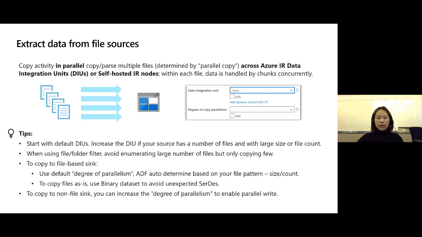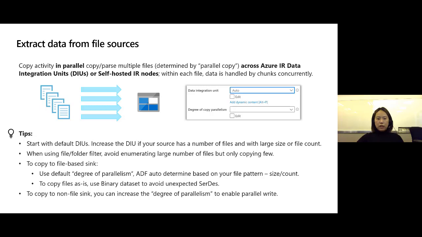For the file sources, copy activity within each execution can copy and parse multiple files from the source in parallel. For example, you point to a folder with thousands or millions of files. We will load them in parallel, both at the file level and also within each file, where we partition and load the chunks in parallel. Those workloads can run across the integration runtime DIUs or self-hosted IR nodes, so as to leverage more machine power to execute the copy. And there's a concept called parallel copy. This applies to all the copy scenarios. This mainly indicates how many files to copy at a given time.